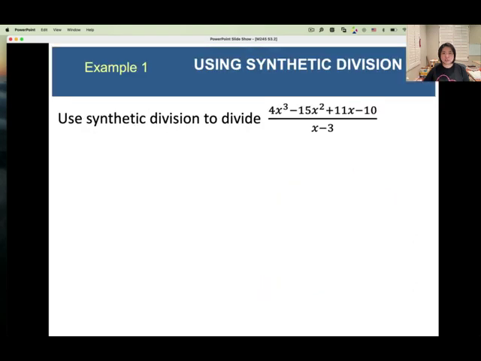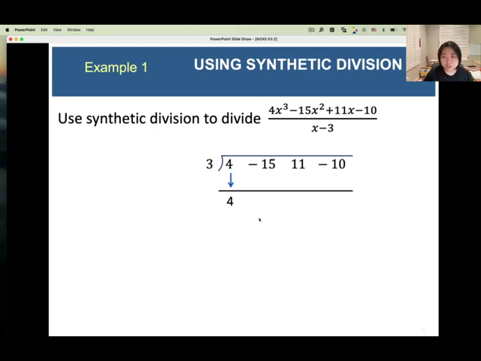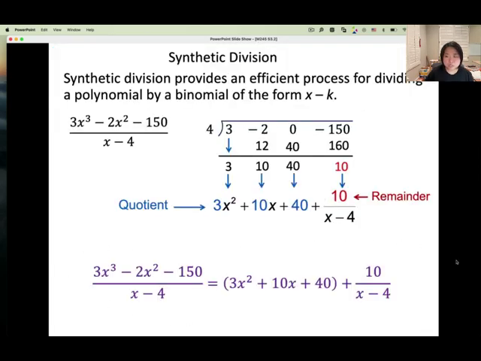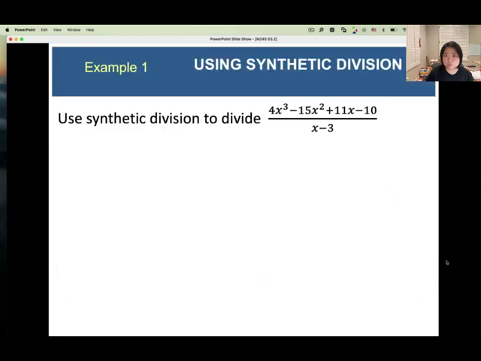Okay, try this one. Use the synthetic division. Okay, I started a little bit. So I'm gonna put it down 4, -15, 11, and -10. And this is x minus k. So your k is gonna be equal to 3. So first, you're gonna bring down the 4. Okay, I want you guys to try use the synthetic division to divide this polynomial. Once you're done, I need you guys write out the form like this one. Okay, write it out like this for your final answer.